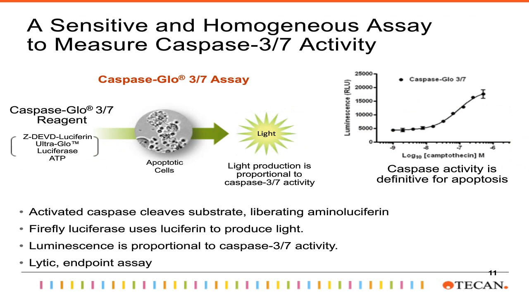So the last assay that we used is our caspase 3-7 assay, and we use that for measuring apoptosis. So here, how this assay works is that if present, the caspase 3-7 will cleave a proluminescent DEVD luciferin substrate. And what happens once that substrate has been cleaved, active luciferin is created, and then that luciferin is quantified in a firefly luciferase reaction to produce light. So in this case, luminescence is directly proportional to caspase 3-7 activity, which is definitive for apoptosis.